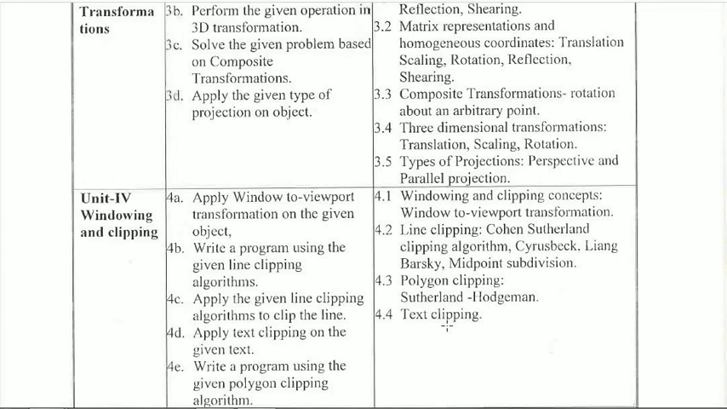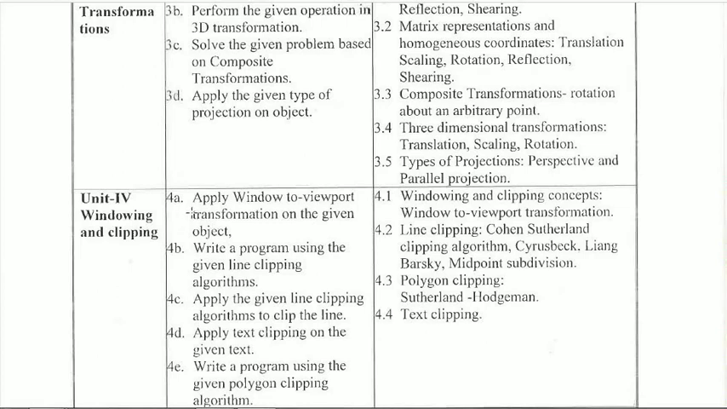Okay, so what is meant by windowing and clipping? Windowing is a method of selecting and enlarging a portion of an object. Clipping is determining which portion to remove or suppress. At the end of the topic, we will be able to get some unit outcomes.